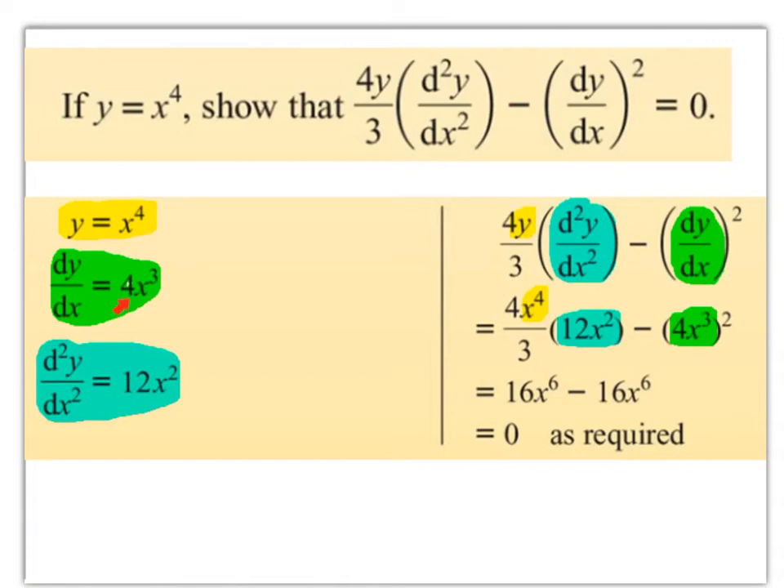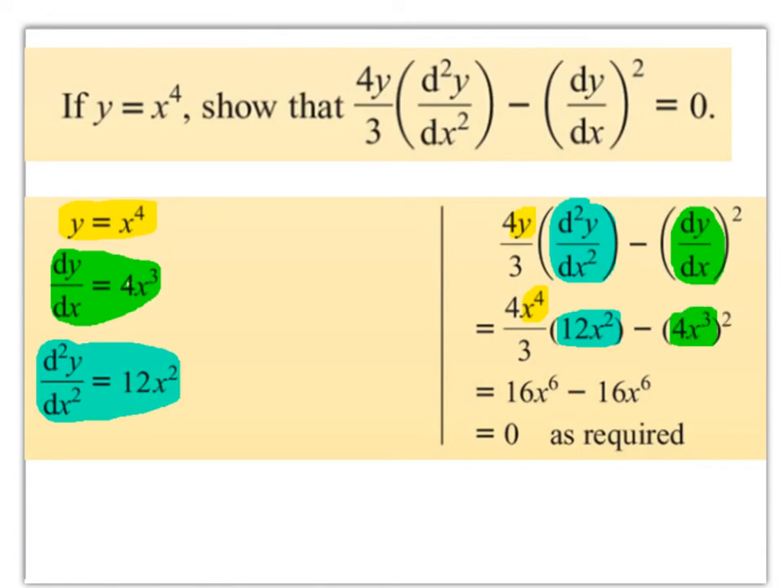So now all we have to do is sub these values into this equation. So 4y over 3, well, we swap the y for x to the power of 4. So we have 4x to the power of 4 over 3. And then d2y dx squared, we swap for 12x squared with brackets. Bring down the minus. And then dy dx all squared. So the dy dx, we swap for 4x to the power of 3. And that's all to be squared.